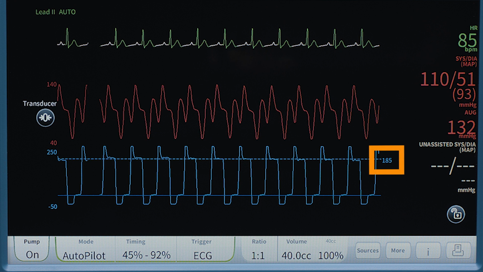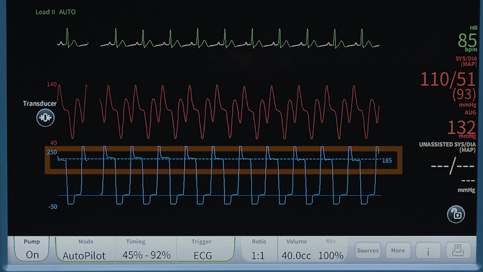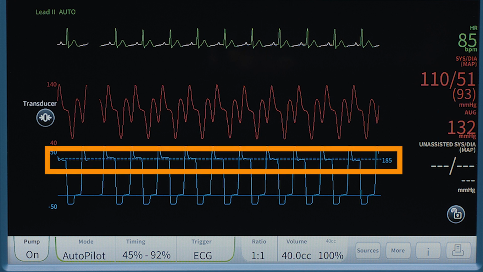You will notice a numeric value to the right of the cursor. This is the transmembrane pressure of the balloon during inflation. Compare this value to the augmentation pressure, which is the aortic pressure during inflation. Ensure these two values are within plus or minus 25 millimeters of mercury. You may leave the cursor on the plateau pressure to continually assess pressure changes.